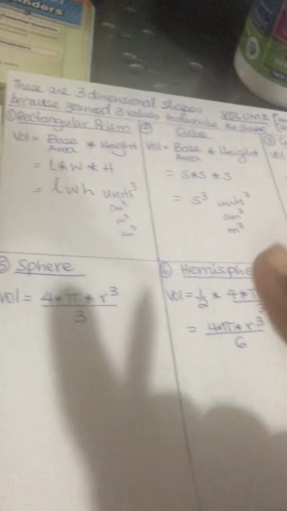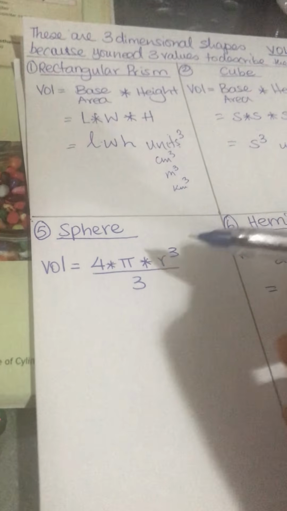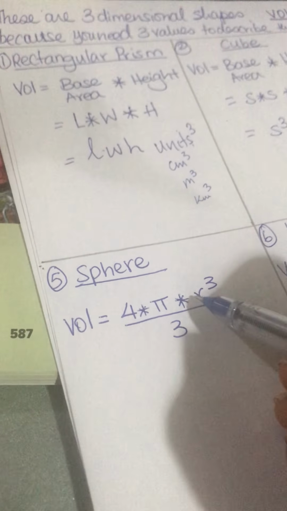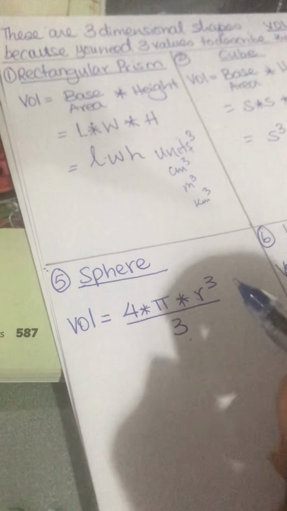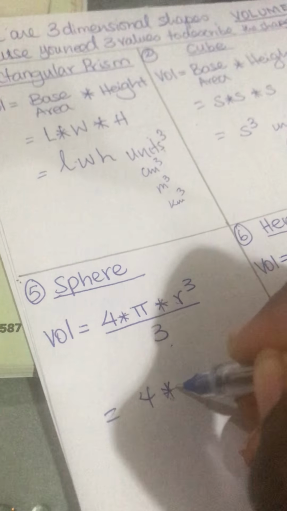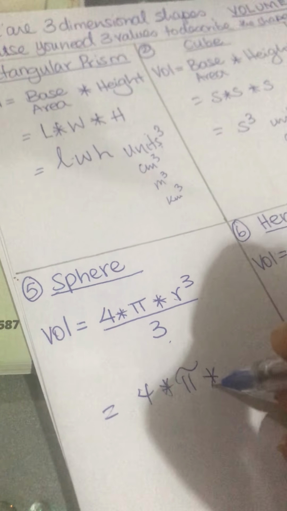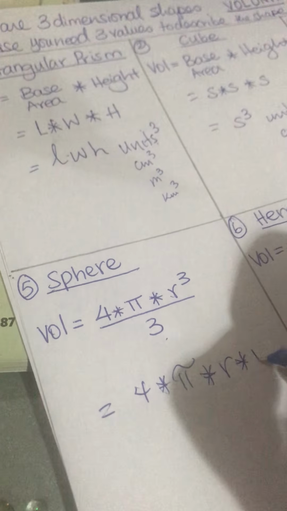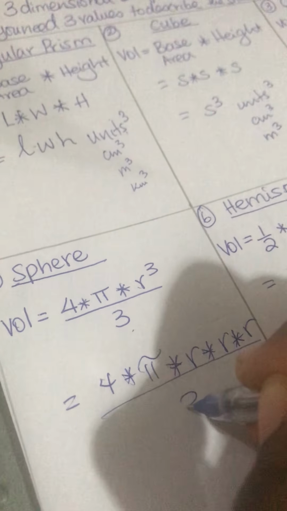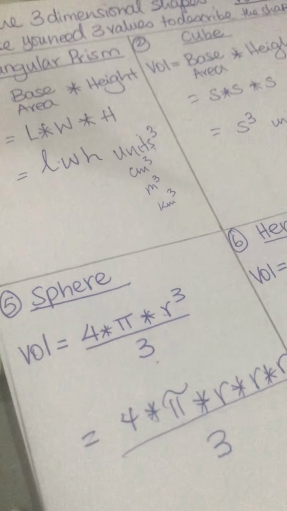All right, let's do volume of sphere. Volume of sphere is 4 times pi times r cubed divided by 3. So you will do 4 times pi times r times r times r. You're going to divide by 3. Okay?